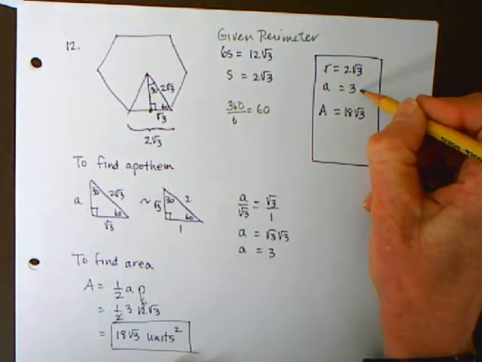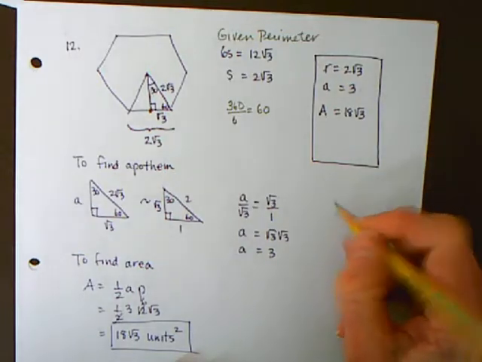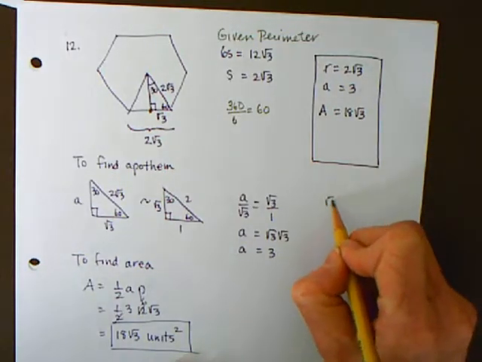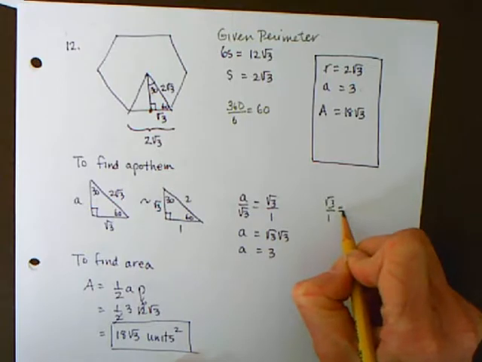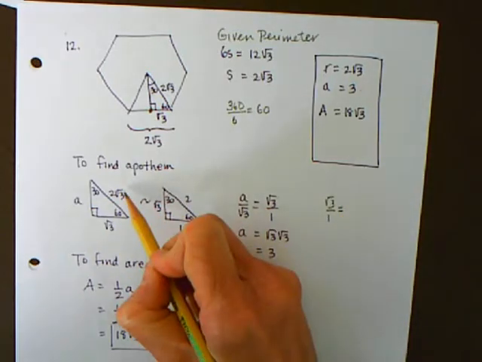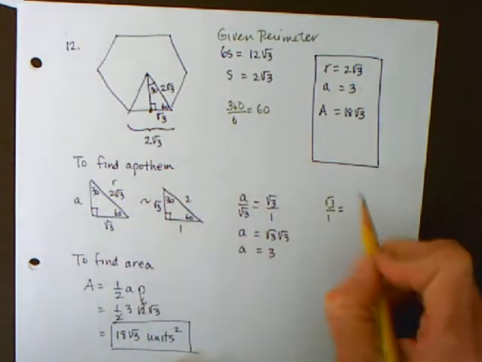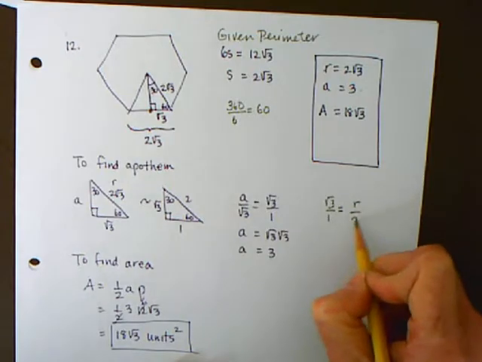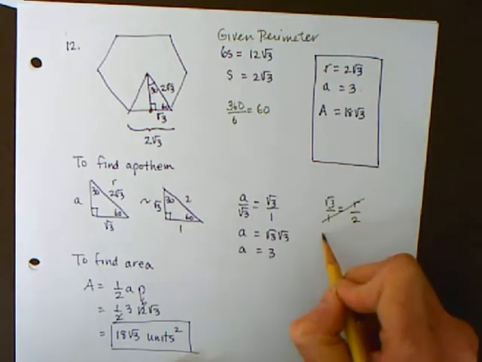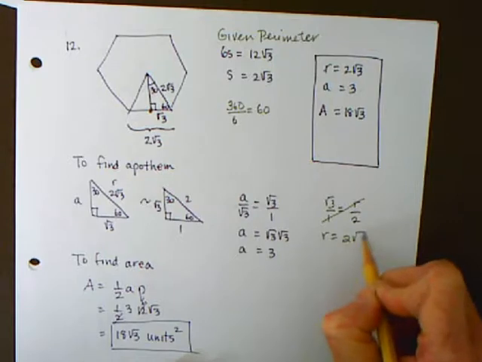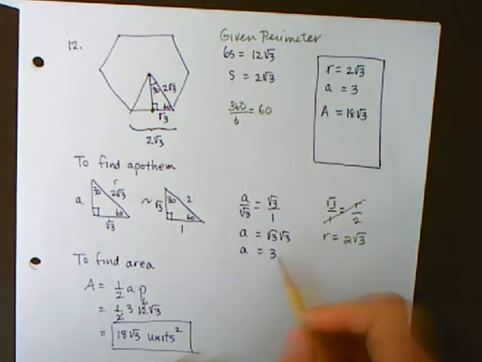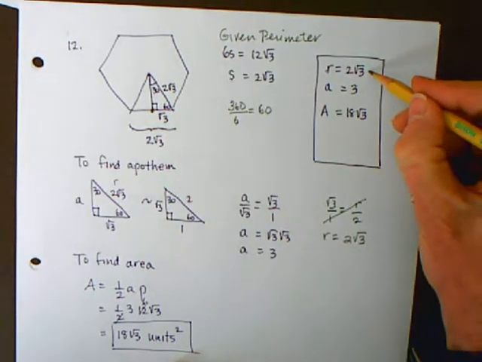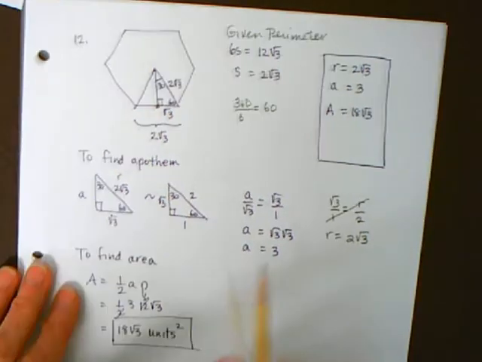To find R, there's a couple ways you could do it. Do the scale factor, radical 3 over 1, and let's pretend here we don't know that R is 2 radical 3, is equal to R over 2. And so we have the product of the means, R, equals the product of the extremes, 2 radical 3. So I know that the radius is 2 radical 3, then I have enough information to find the area.